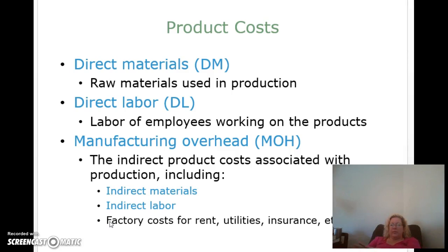Okay, if the business has a separate administrative building, then the rent for that, the utilities, the insurance, and all of that would not be considered manufacturing overhead. It would be a selling and administrative expense. So always stop and ask yourself, is this factory related? Is it production related? Or is it administrative? And that's how you would separate those.